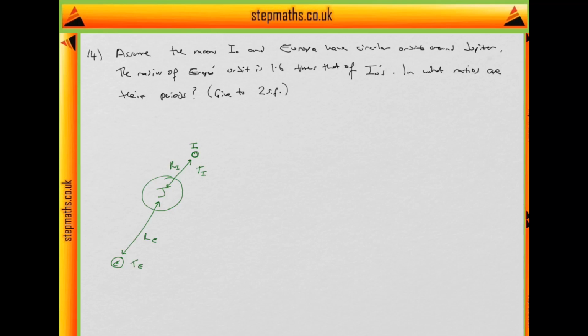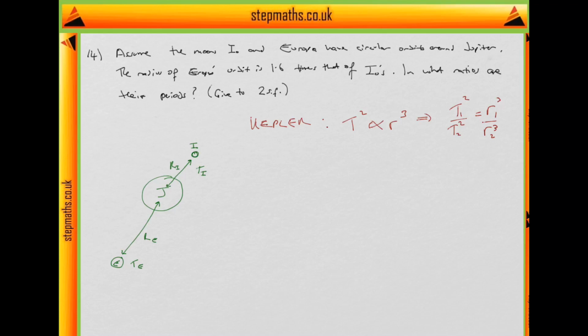Well, we know from Kepler's third law that the time period squared of any orbit is proportional to its radius cubed. And then that implies that for any two orbits around the same mass, T1 squared over T2 squared is equal to R1 cubed over R2 cubed for any two orbiting masses.